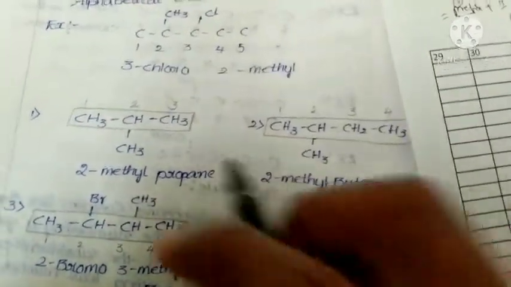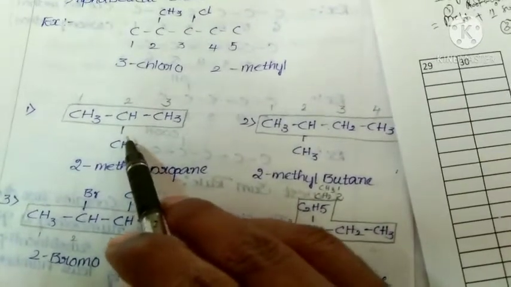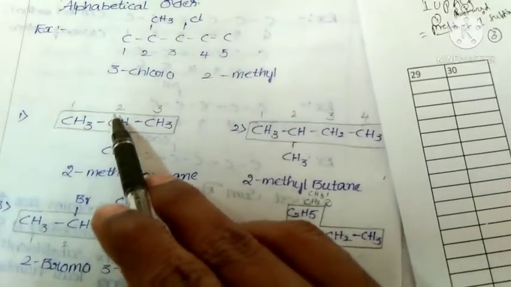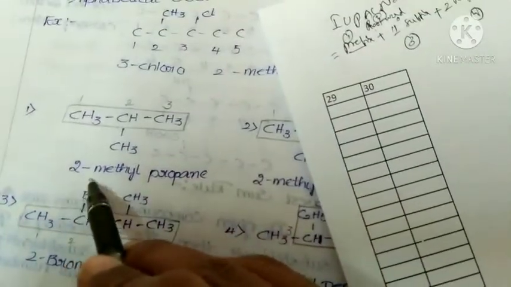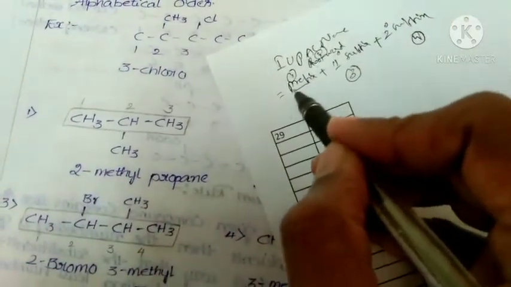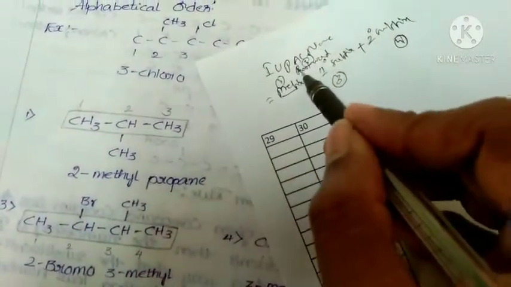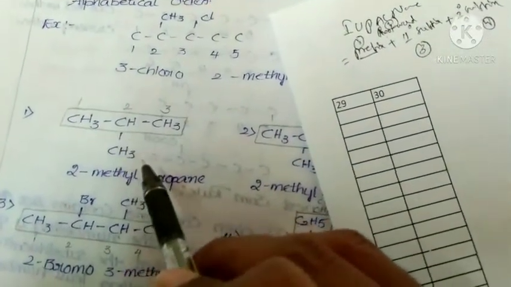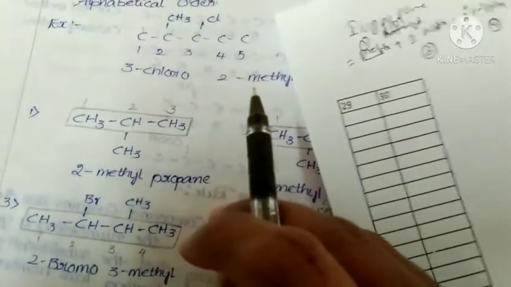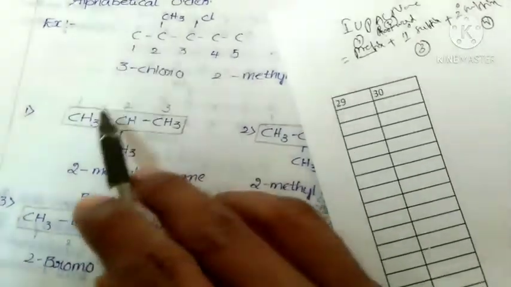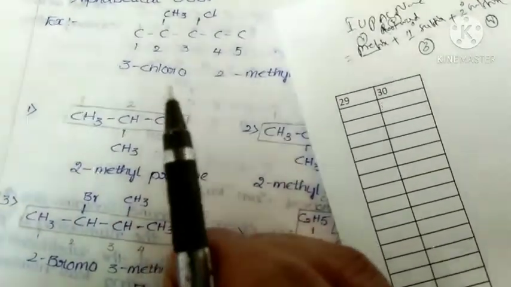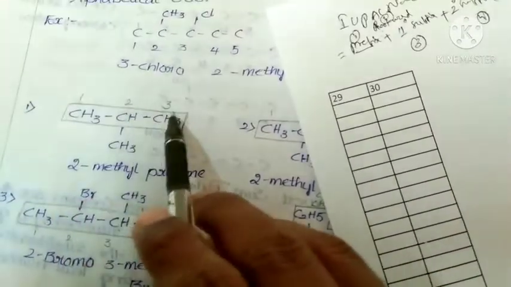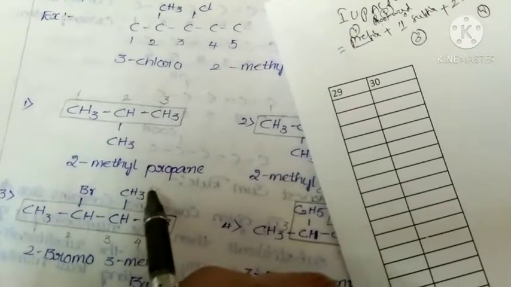See here, what is the prefix? Prefix means the substituent. Methyl is the substituent. On which position is it present? On the second carbon. So the name is 2-methyl. This prefix part is finished. Then we have to go to the root word. Root word means we have to see the number of carbons in the straight chain only. We should not see the total number of carbons in the given organic compound. In this straight chain, how many carbons are present? 3 carbons are present. So the root word is prop.